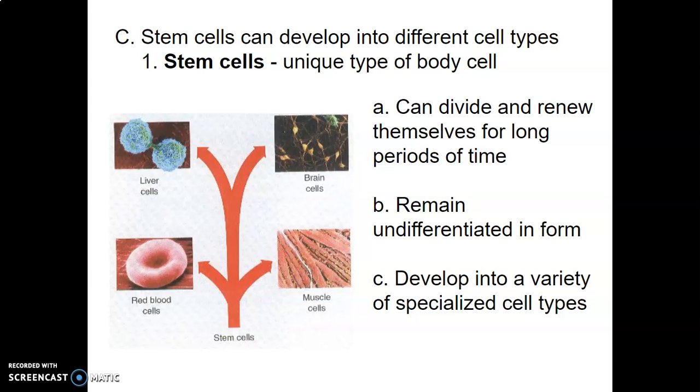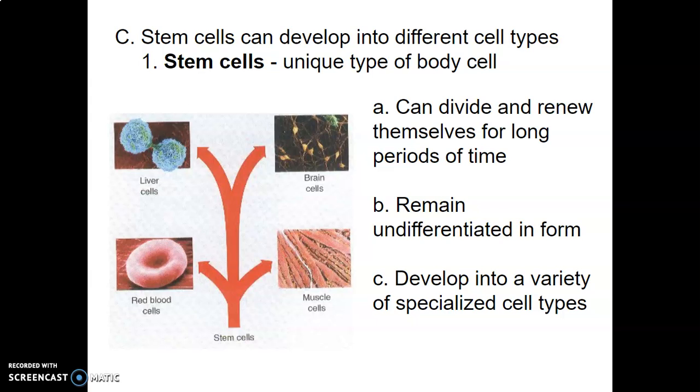There's very special cells in our bodies and other organisms as well called stem cells. Stem cells have yet to take on the specialization that they're going to. They're very unique. They can divide and renew themselves for long periods of time. So one stem cell can become 2, 2 become 4, 4 become 8, become 16, before even the original one specializes. So you can have these groups of stem cells that haven't yet taken a role, I guess is a good way to think about it. They remain undifferentiated, and then they can develop into a variety of specialized cell types. Typically, they'll become whatever they're around.